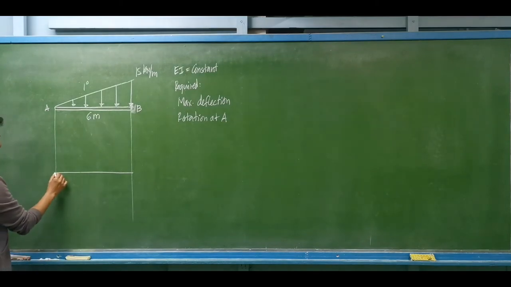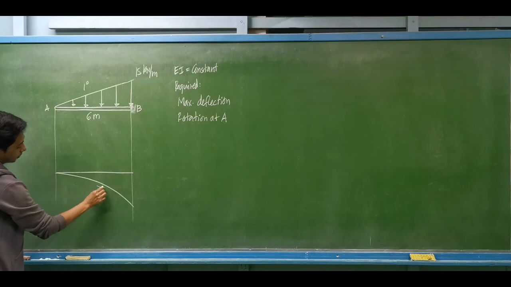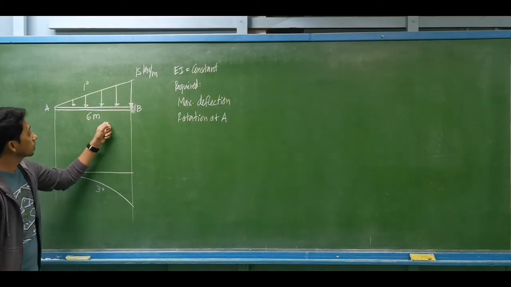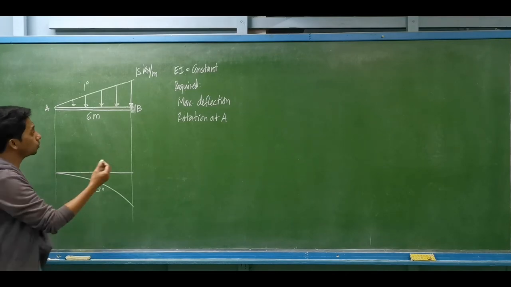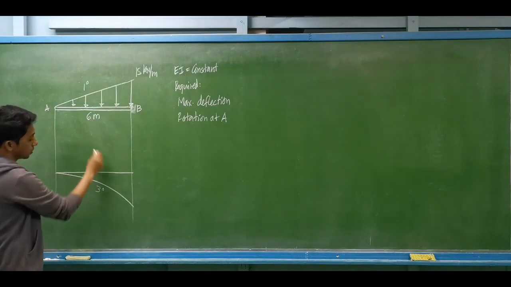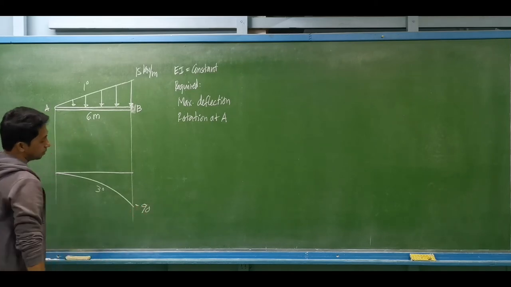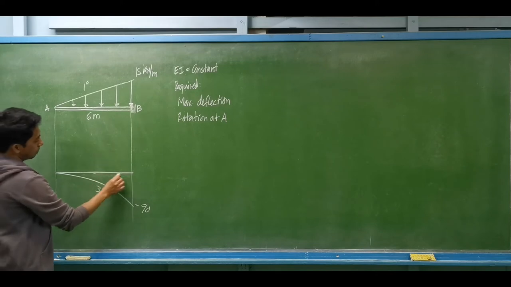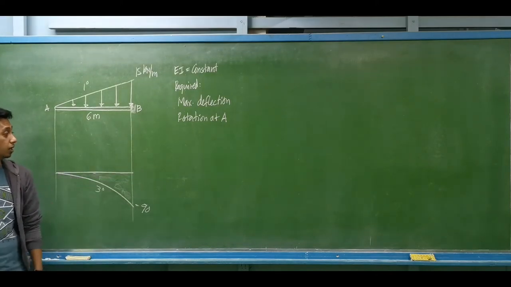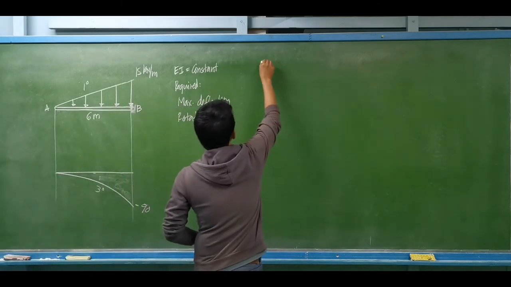And we have that value, so for the third degree, that is 15 times 6 over 2, times one third of 6, is equal to negative 90. So this will be the equivalent load for our conjugate beam. So let's make an equivalent conjugate beam.